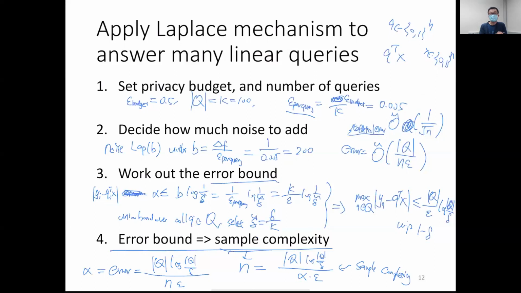Yeah, we need this many samples in order to achieve alpha error with probability 1 minus delta, right? So the two representations, either error bounds or sample complexity, are equivalent to each other. Yes. What is normalized error?